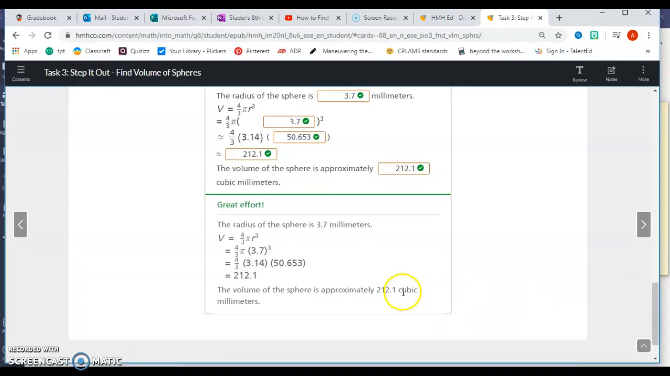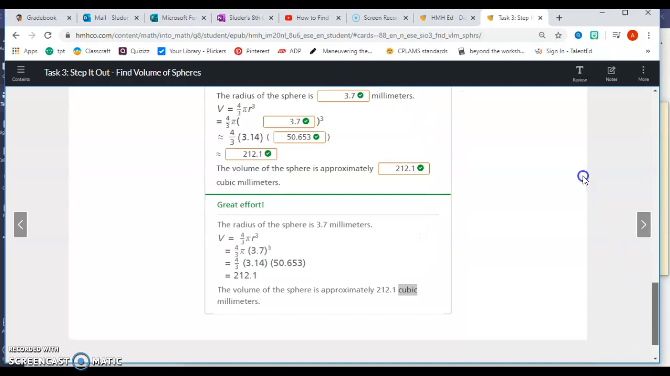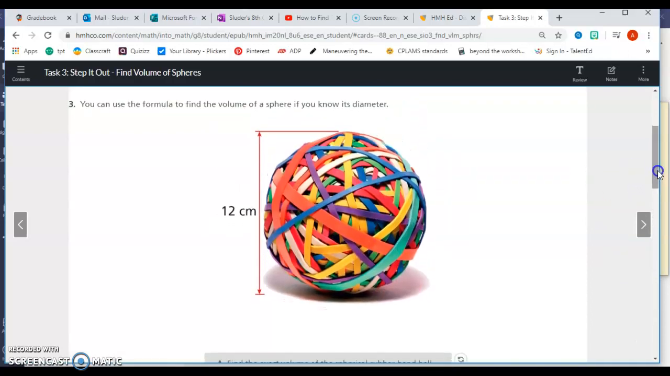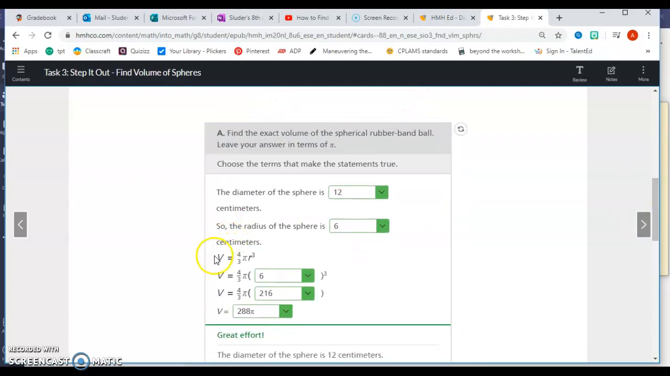Cubic milliliters. So the cubic is basically saying that this is milliliters to the third power. This is a three-dimensional shape, so all of our answers will be to the third power, 212.1 milliliters cubed. And that does it for solving for the volume of a sphere. Given any ball, any sphere, you need to identify the radius, apply it to our volume formula. Volume equals 4/3 pi radius cubed.